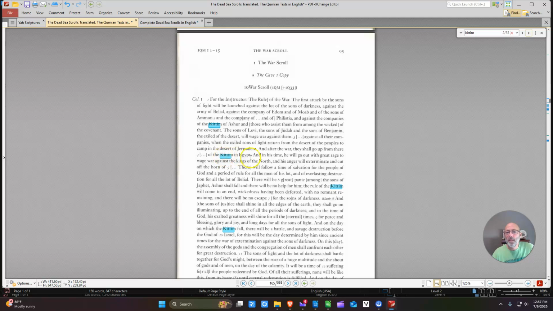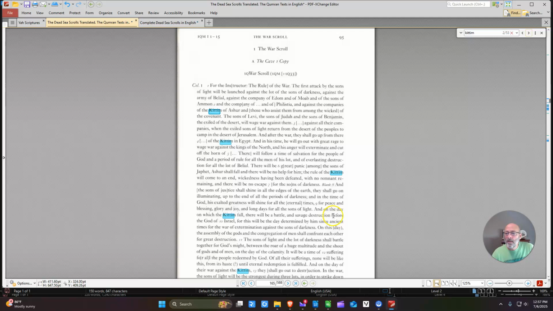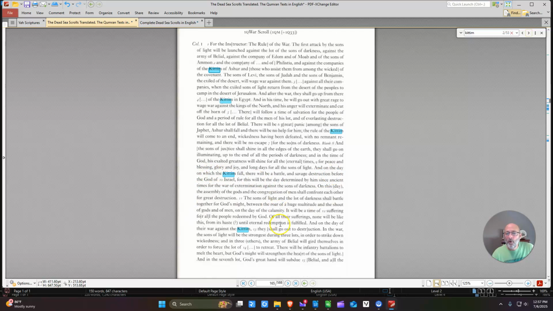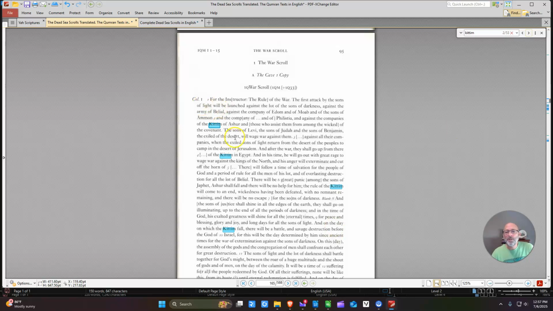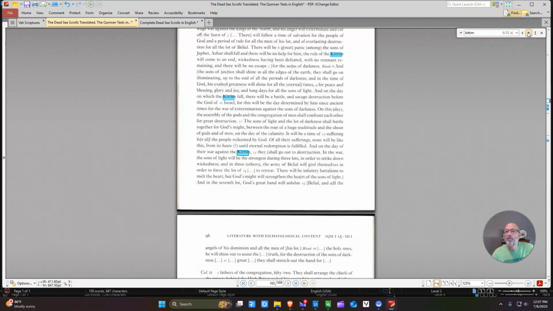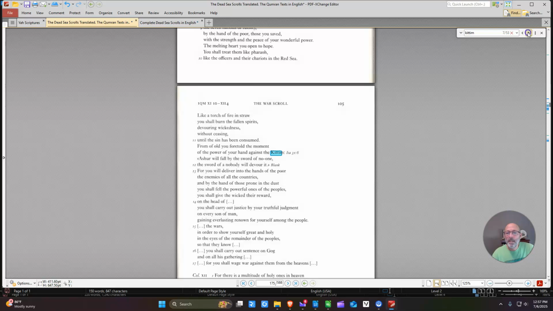Here's the Kittim in Egypt. So it's suggestive that we've got Kittim in Egypt. And here we're referencing the rule of the Kittim will come to an end. And down here it says, and on the day on which the Kittim fall. So what's important to our discussion today, since we're talking about identity, is the Kittim of Ashur and the Kittim in Egypt. See what else we find here. And the Kittim will come to an end. Kittim fall. War against the Kittim. Your hand against the Kittim.